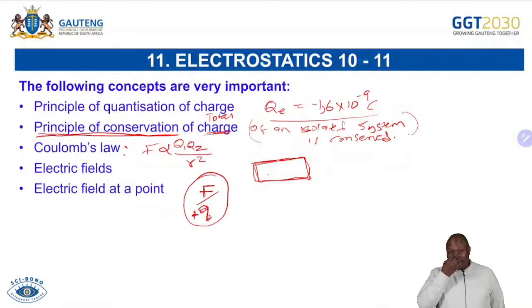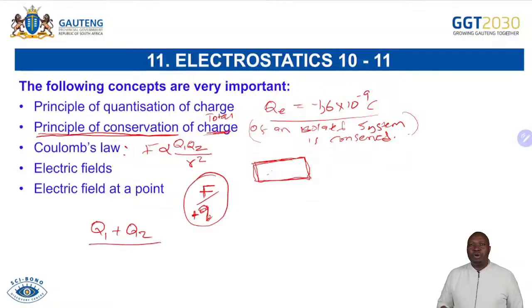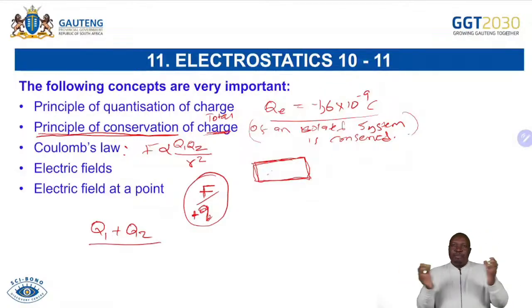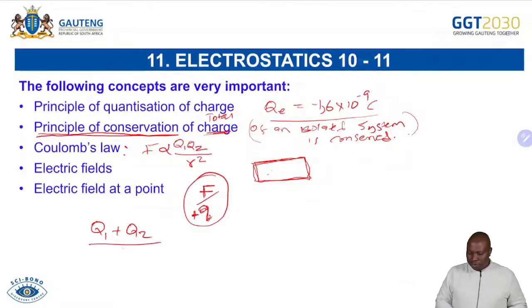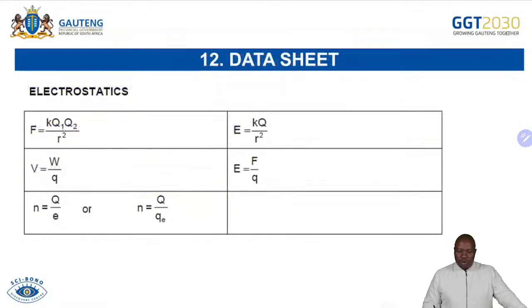And remember what we said. If we are having Q1 plus Q2, two identical charges that are brought together, you must be able to get a new charge by adding them and dividing by 2, like that. So all this information is what we're going to utilize as we go to questions.